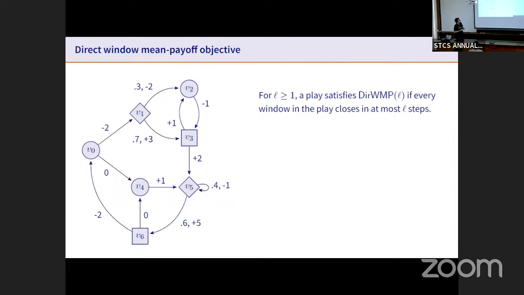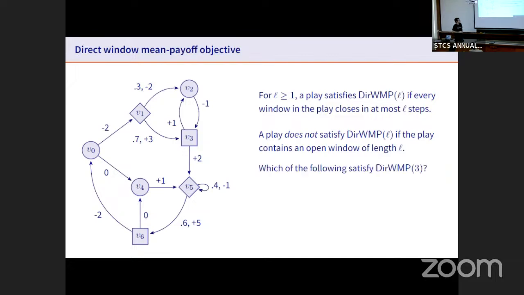A play satisfies the direct window mean payoff objective if every window in the play closes in at most L steps. So given a play, it's good for player 1 if from any point in the play, no window remains open for more than L steps. This is the objective of player 2 then: a play does not satisfy this objective if it contains even one open window of negative. Here's an example. Suppose L is equal to 3.